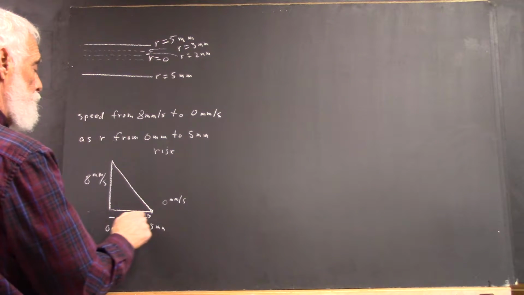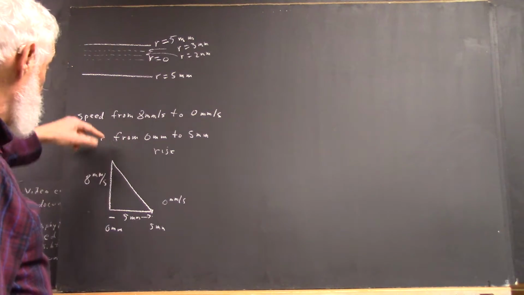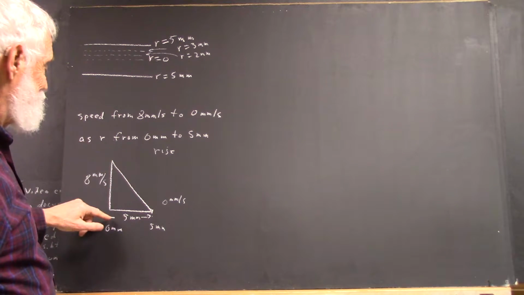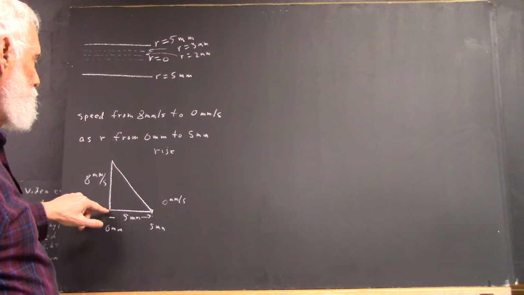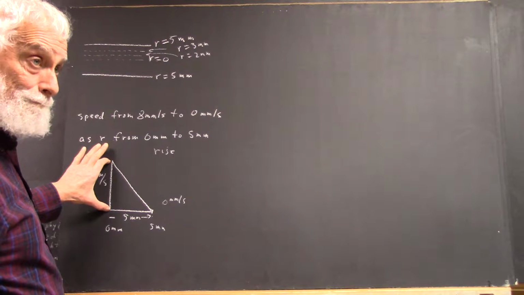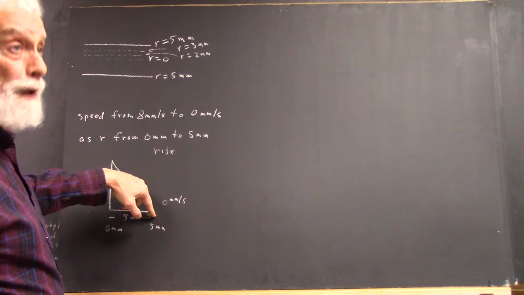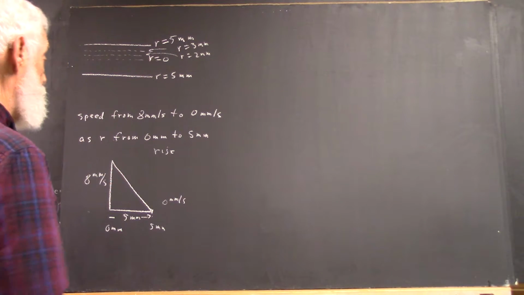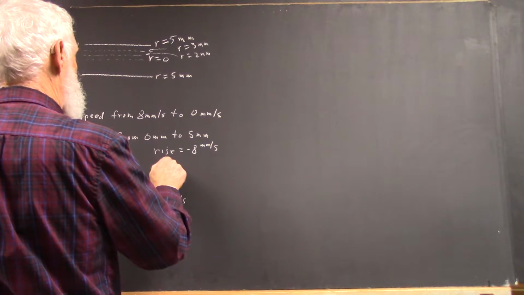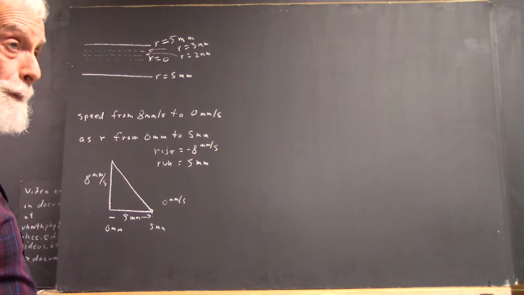Well, if the 5 millimeters goes from here to here, then any movement we make on this trapezoid has to be from left to right, from this position to this position, okay? Now at this position, there's our 8 millimeters per second. If we go from here to here, our rise is negative 8 millimeters per second. So the run is 5 millimeters, right?